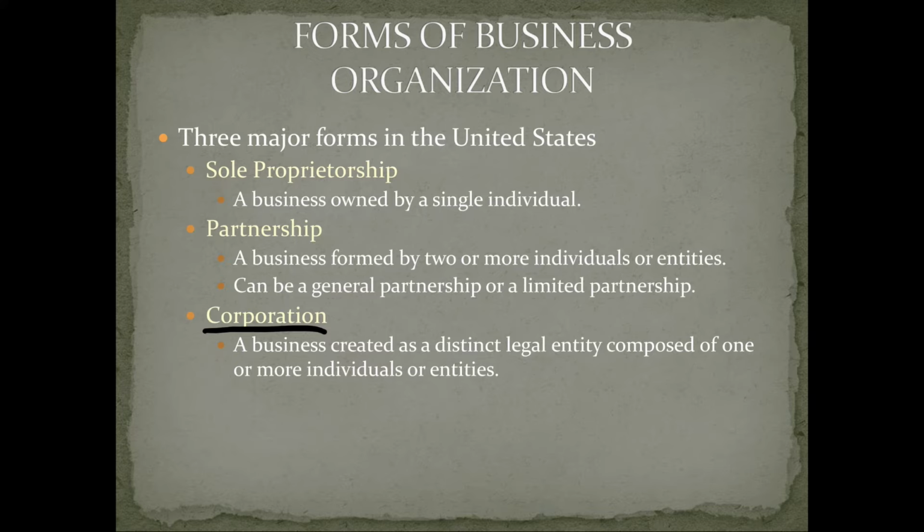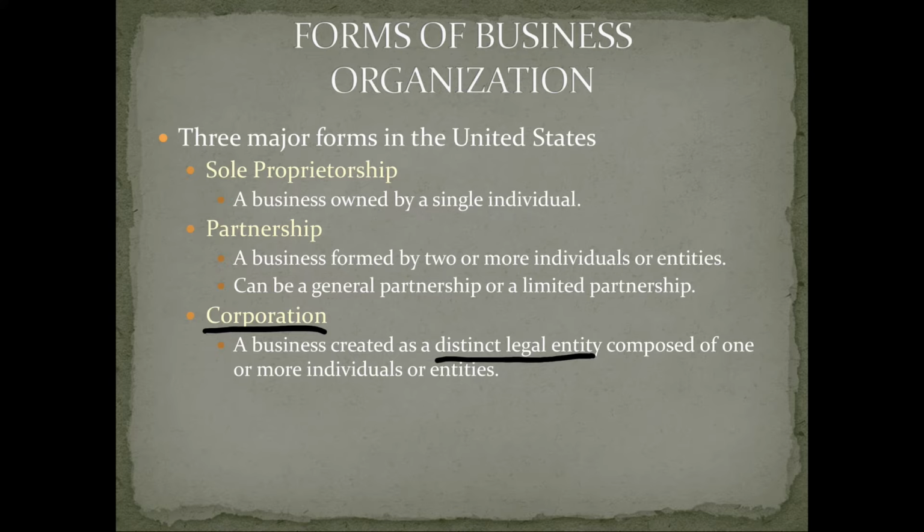So this is most businesses, or roughly 75% of all businesses are sole proprietorships. So there are more sole proprietorships than any other type of business. Oftentimes, even large corporations will start off as sole proprietorships. Partnerships are a business that are formed by 2 or more individuals or entities. They can be a general partnership or a limited partnership. We'll talk about the differences here shortly. And then we have corporations. A corporation is a business that is created as a distinct legal entity composed of 1 or more individuals or entities. So these are the 3 major forms.